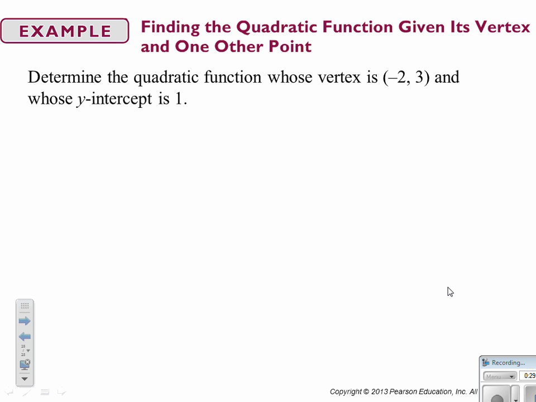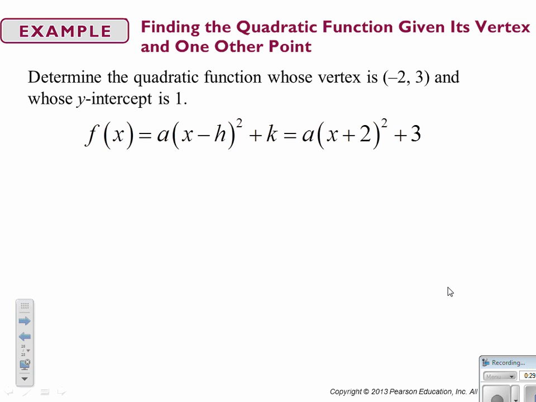Okay, so we have a vertex at negative 2, 3, and our y-intercept is at 1. The y-intercept at 1, what's the coordinate to represent that? It's going to be 0, comma 1. So we're going to go ahead and plug in negative 2. So x minus negative 2 is x plus 2. And positive 3 here for h and k.